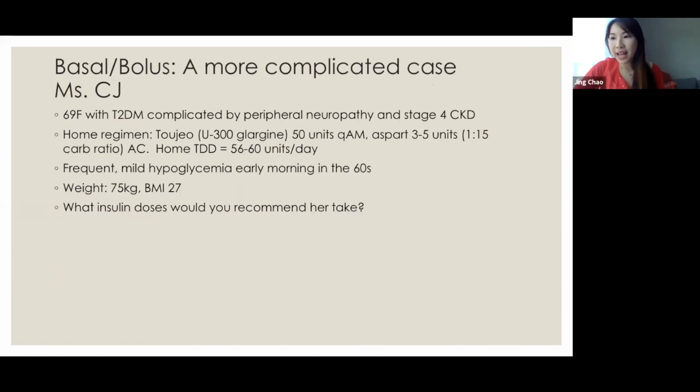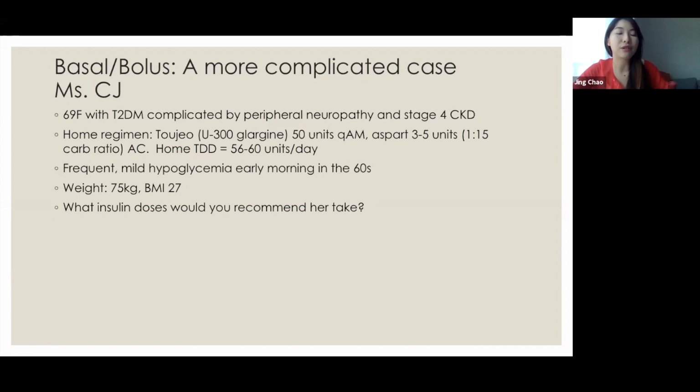A more complicated case: a 69-year-old female with type 2 diabetes complicated by peripheral neuropathy and also stage 4 CKD. Her home regimen is U300 Glargine, 50 units in the morning, and aspart 3 to 5 units, really 1 unit per 15 grams QAC. Her home total daily dose of insulin already puts her at 56 to 60 units a day. But she tells you that she frequently gets mild hypoglycemia in the morning, in the 60s.